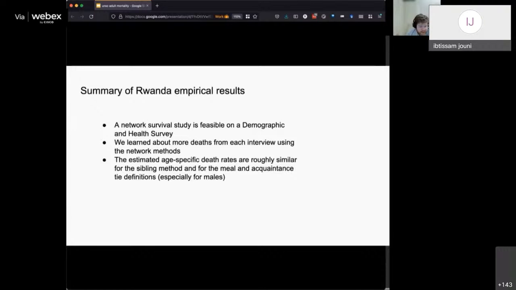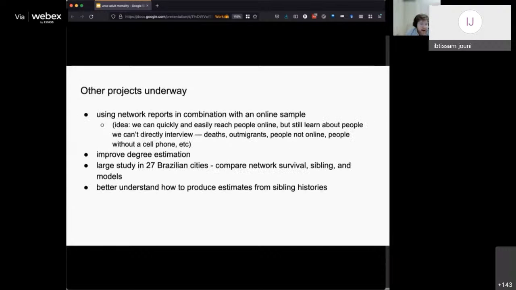We essentially showed that this approach is feasible on a DHS survey, and that we get roughly similar results using the network methods and the sibling method. There's a lot of other stuff underway. I have a paper on using these network reports in the context of an online sample. I'm working on a big study in Brazil where we're comparing estimates from 27 cities to vital registration data. And there we can see that the network estimates are pretty competitive with the sibling estimates, at least when samples are small.